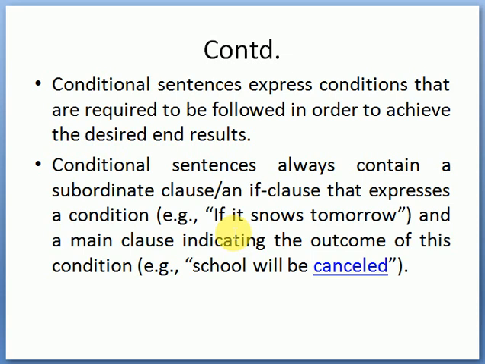And the second clause is the main clause, which indicates the outcome of this condition, like if it snows tomorrow, school will be cancelled. Hence, school will be cancelled is the main clause, and if it snows tomorrow is the subordinate clause. So this is the structure of a conditional sentence.